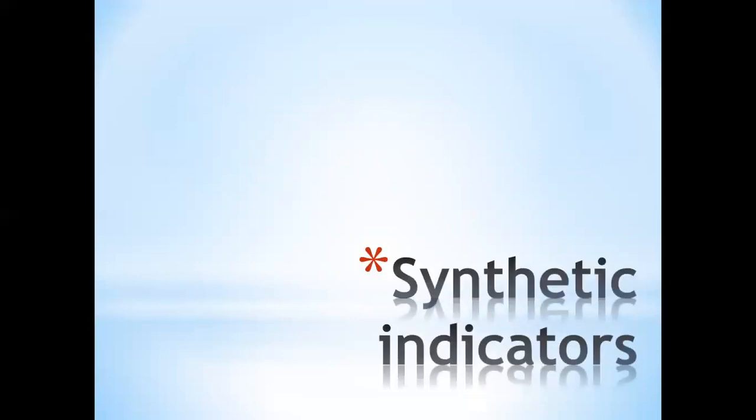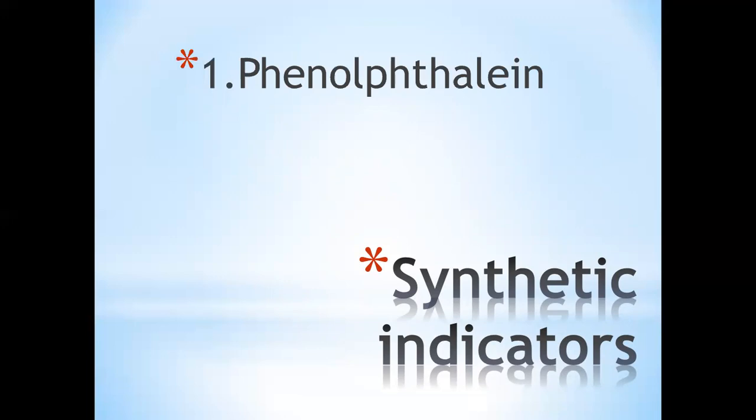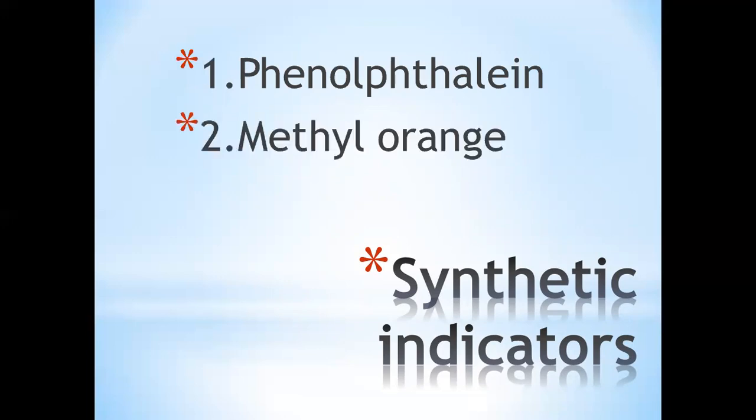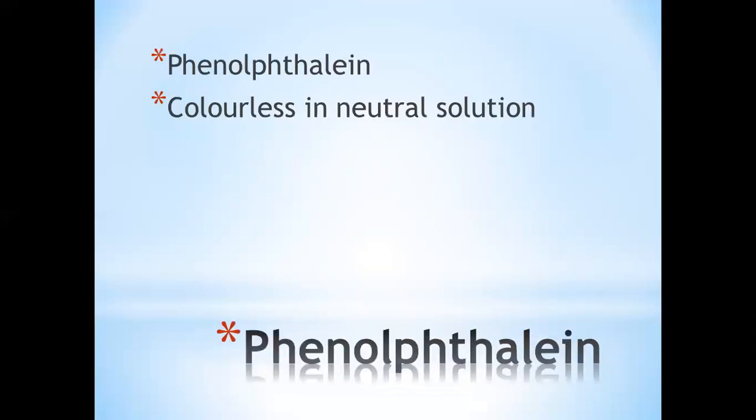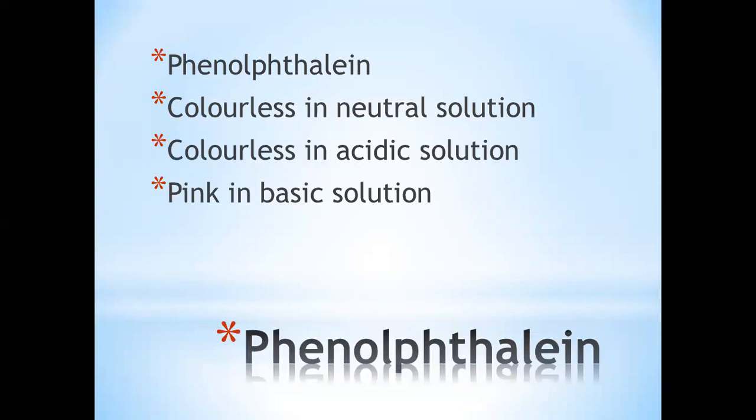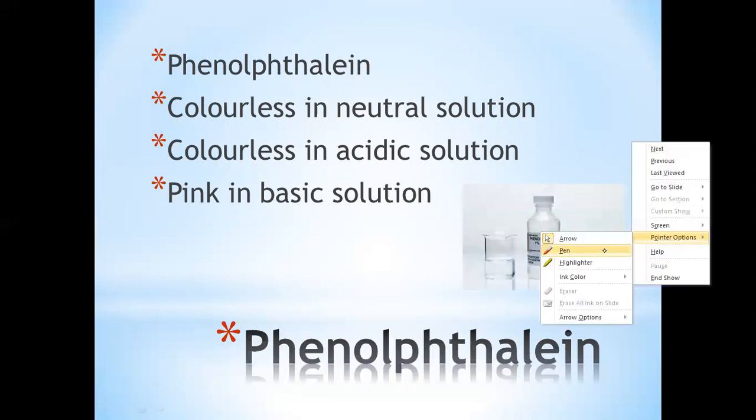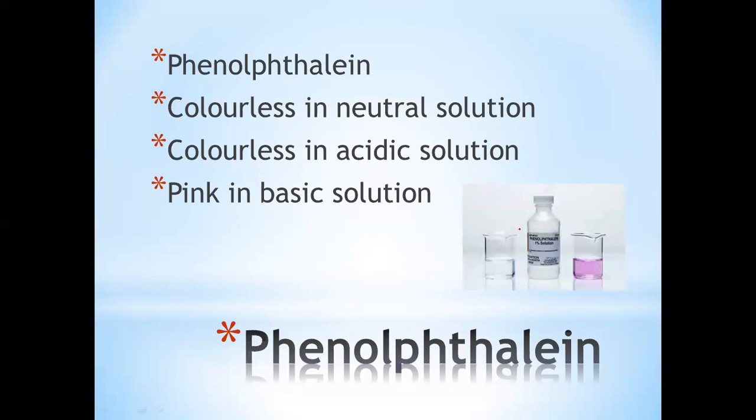Synthetic indicators, that are man-made indicators, for example, phenolphthalein and methyl orange. Phenolphthalein. It is colorless in neutral and in acidic medium, but pink in basic medium. Phenolphthalein, colorless in acidic medium, pink in basic medium.